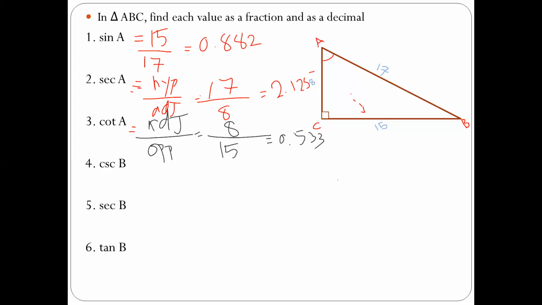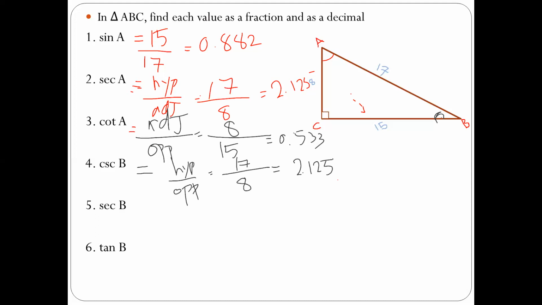Okay. Now, cosecant B. What is the meaning of cosecant B? Cosecant is 1 over sine B, which means hypotenuse over opposite. For angle B now, what is the hypotenuse? It is 17. What is the opposite of B? It is 8. So it is 17 over 8, or 2.125.